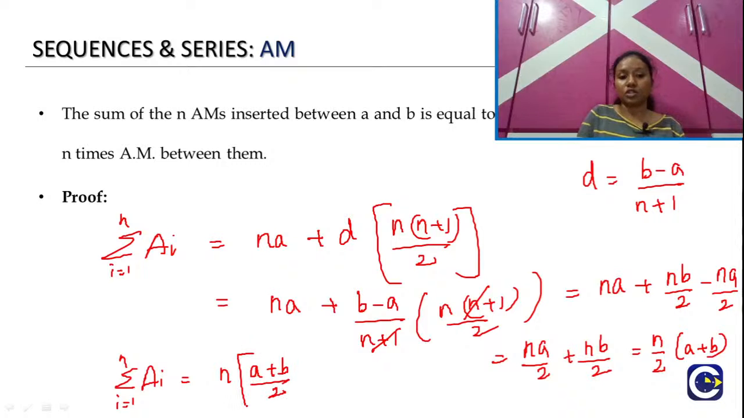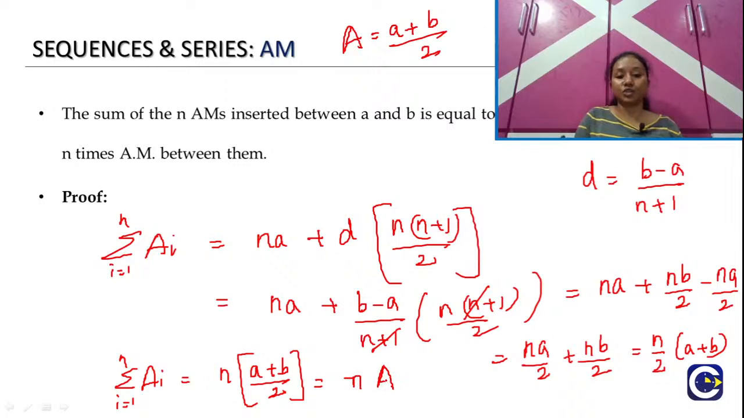In the beginning of this arithmetic mean topic itself, we have seen that capital A is nothing but the arithmetic mean of the two numbers, which is given by A plus B by 2. So now that can be substituted here, which means n into A. That means we can say that the sum of the n inserted arithmetic means between any two numbers, that is sigma AI, where I is equal to 1 to n, will be directly equal to the number of arithmetic means which we have inserted, that is n, into the average of these two numbers A and B. That means directly equal to n into capital A. Right?